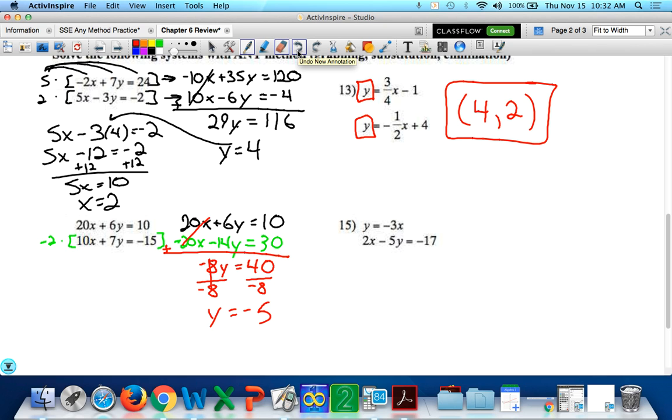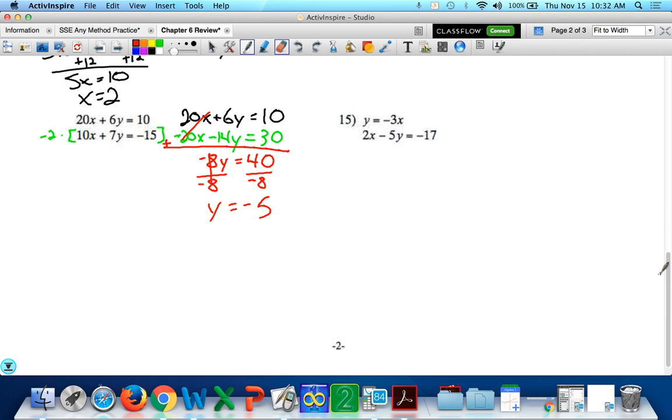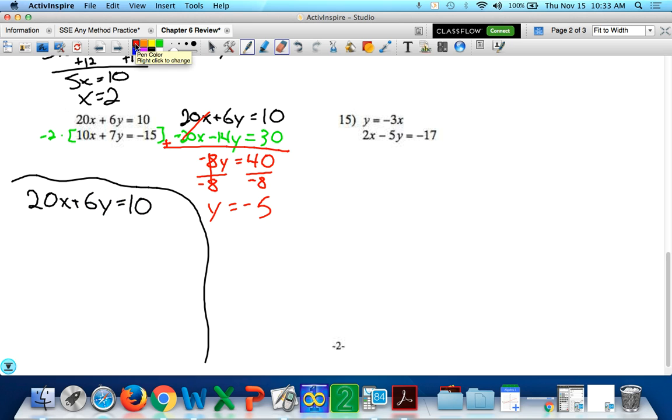I'll plug into either one of them works, either equation, and really neither of them is a whole lot easier. Some people are going to choose to plug into this top equation because they're all positive. Others are going to choose to plug into this bottom equation because the numbers are all a little bit smaller. I'll use the top equation. Again, it does not matter. I have a 20x plus 6y equals 10. And I know that y equals negative 5. So I use that information and plug it in for y.